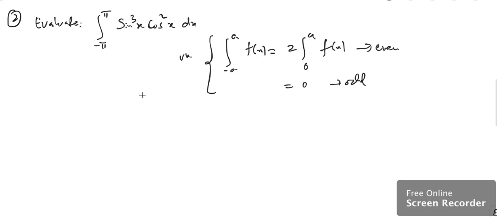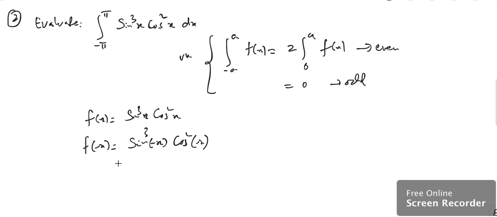You have to use this one. Just plug in. This is my f of x function. Now f of x is nothing but sine cube x and cos square x. What you have to do is just plug in negative x in place of x, in sine cube negative x and cos square negative x, and check. If you substitute f of negative x and you get f of x, that is called even, and if you get negative of that, it is odd.